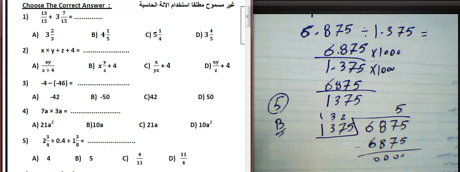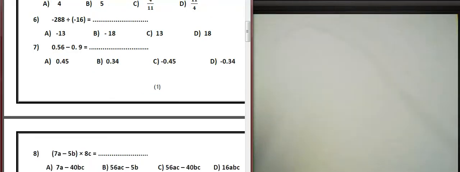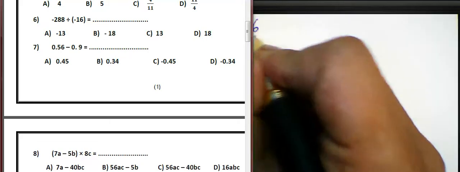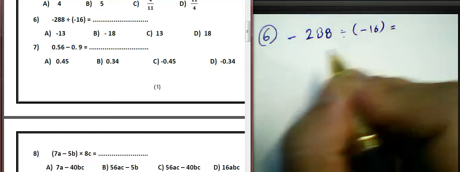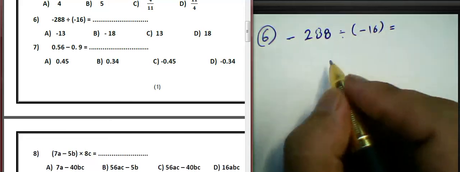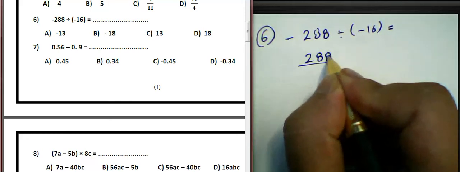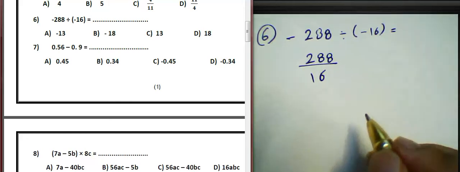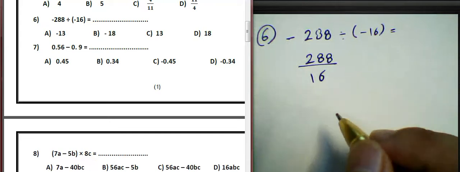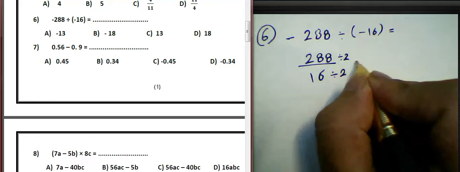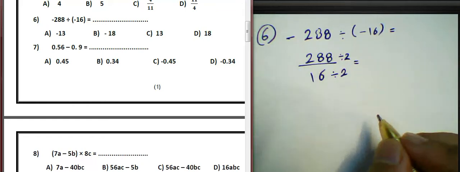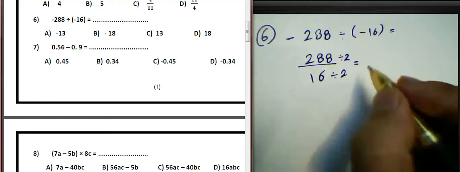Okay, question number 6. Negative 288 divided by negative 16. We know negative divided by negative equals positive. So we must write 288 over 16. We can find the result by calculator, or by long division, or simplest. So we can divide it by 2, because 288 and 16 are even numbers. So we can divide it by 2 to simplify it.